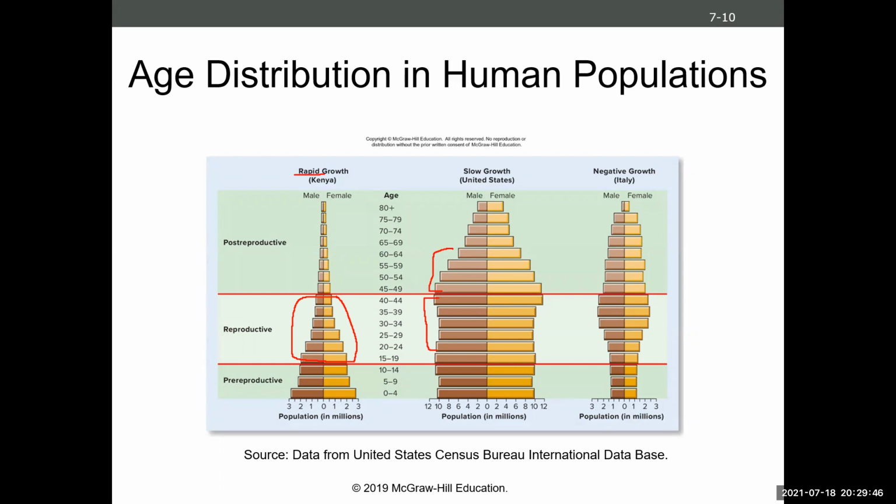Whereas Italy, most of their population is in these older age classes and not really in the reproductive age classes. And so they actually have a negative growth rate, which is a function of their age distribution. So not only are birth and death rates important, but your age distribution is important in terms of how your population is going to change and be affected over time.